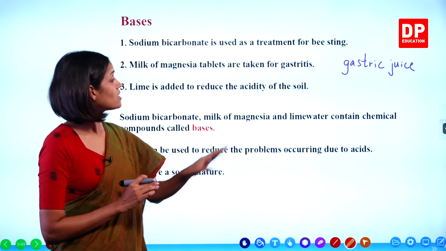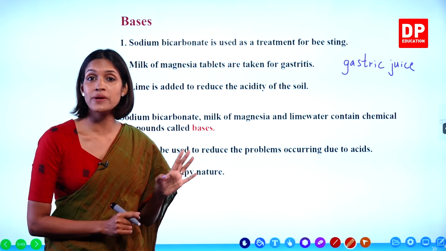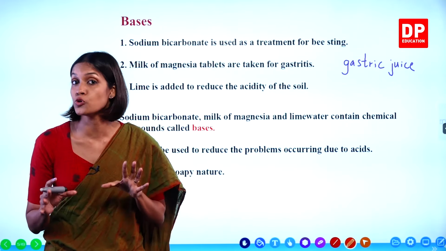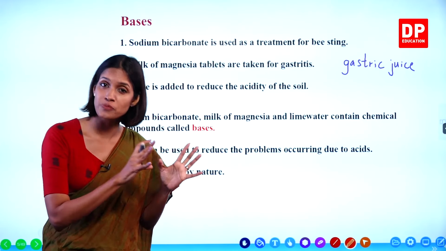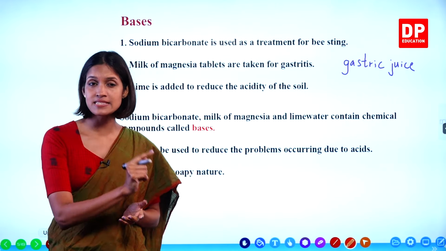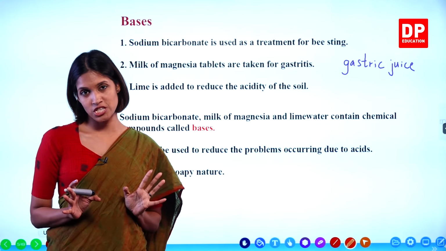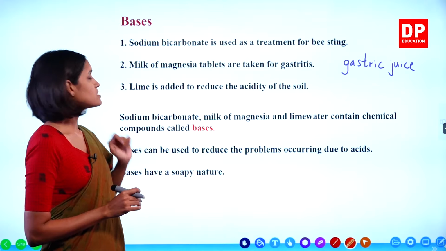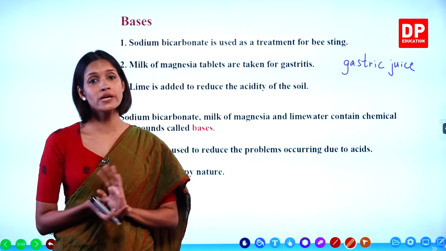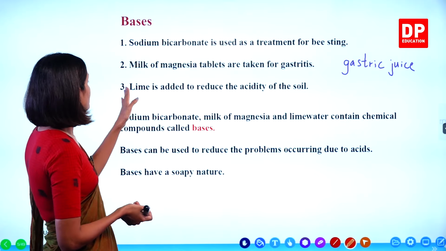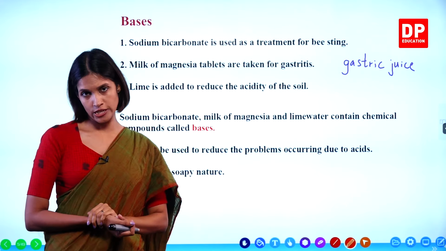Understand, children? By dissolving this lime or calcium oxide in water, we can prepare lime water, and that lime water is not lime juice. Lime juice is taken from the lime fruit. That is an acidic substance, but this lime or lime water is a basic substance. Understand? So instead of this lime or lime water, we can even add wood ash. Wood ash is also a basic substance. So lime or wood ash is added to reduce the acidity of the soil.